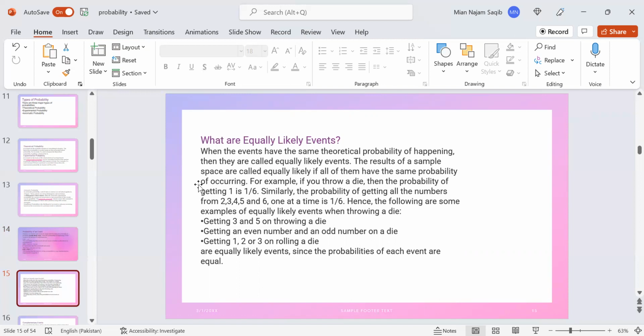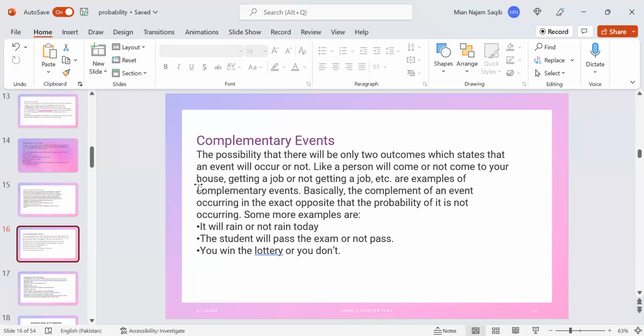Hence, the following are some examples of equally likely events when throwing a dice: getting 3 or 5 on a dice, getting an even number or an odd number on a dice, or getting 1 or 3. These are all equally likely events since the probability of each event is going to be equal.